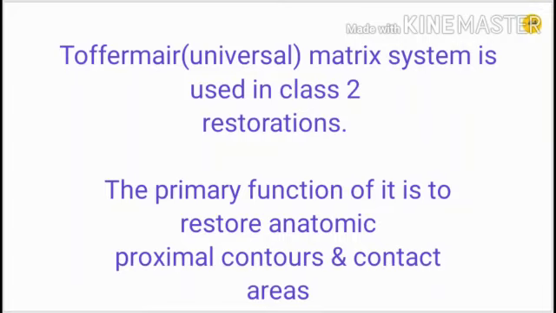The Tofflemire matrix system, which is also called the universal matrix system, is used in class 2 types of restorations. The primary function of it is to restore the anatomic proximal contours and the contact areas of a tooth.